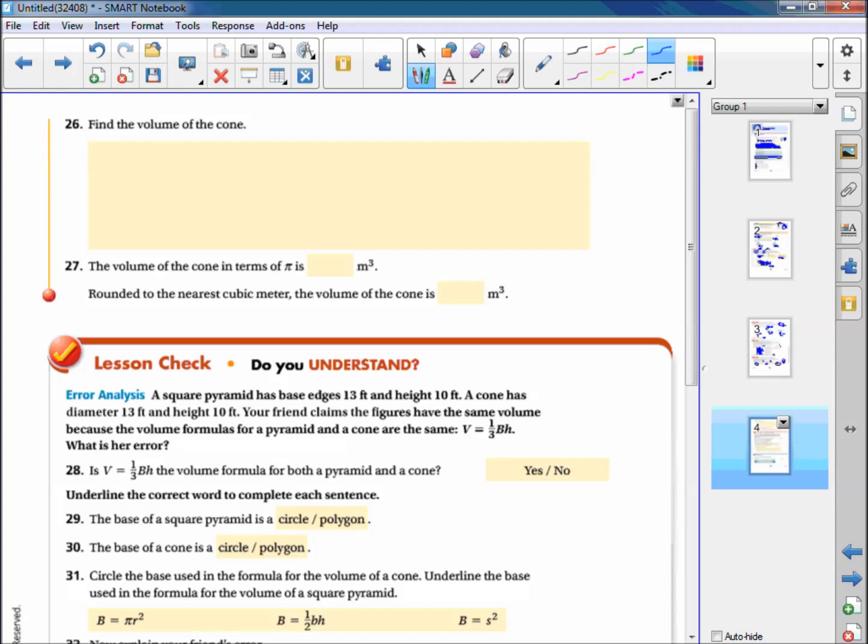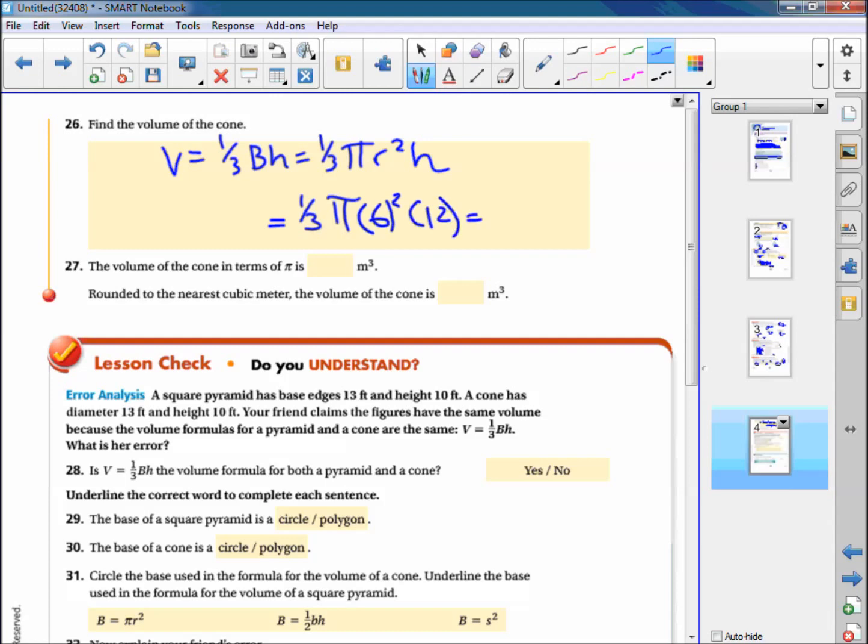So the volume of my cone is going to be 1/3 times big B times h, which we replace big B with pi r squared. And then we're going to put in our radius, which was 6, and our height, which was 12. We can work that out to 144 pi. We're asked to find the volume in terms of pi, so this is our final answer, 144 pi meters cubed. And then it says now round it to the nearest cubic meter.